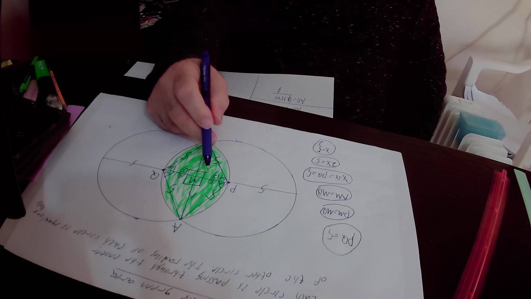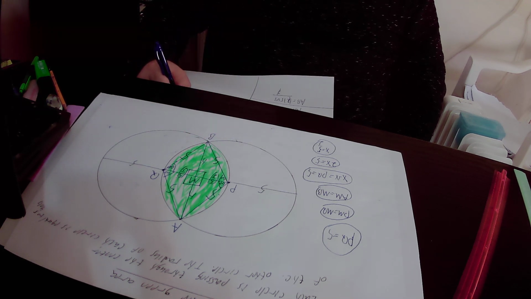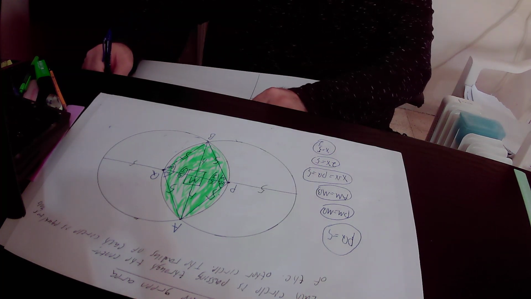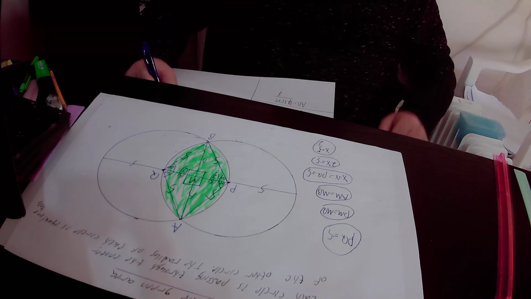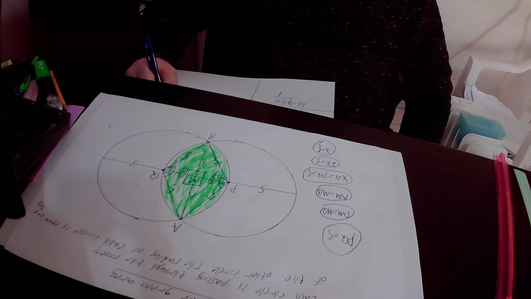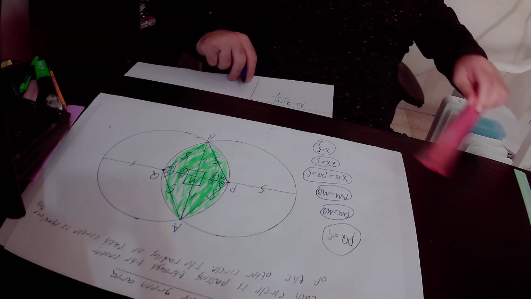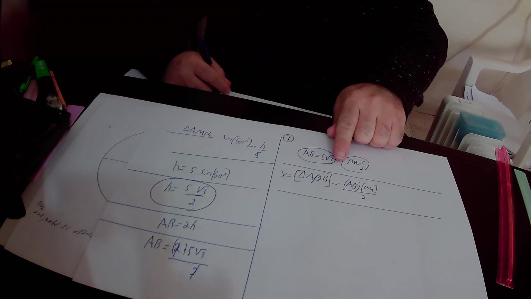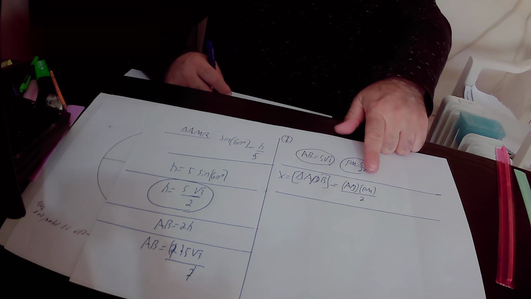The area of triangle APB, which equals x, will be equal to the base of the triangle, that is AB, times the height to the base, that is PM, over 2. I'll repeat again: x equals the area of triangle APB, which equals the base AB times the height PM over 2.